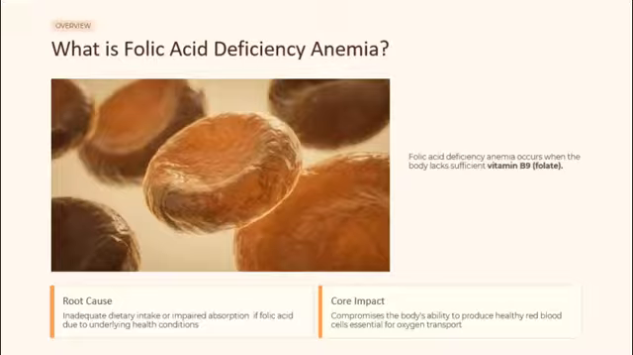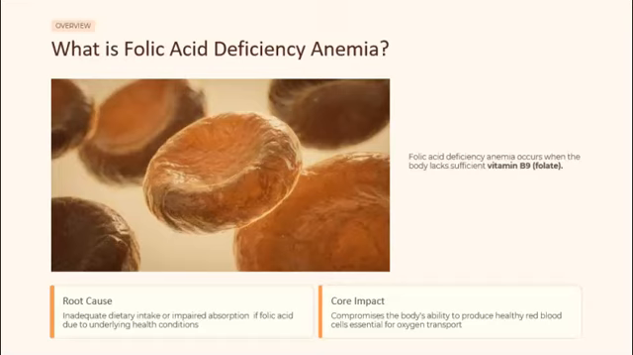And folic acid deficiency anemia occurs when the body lacks sufficient vitamin B9 or folate. Inadequate dietary intake or impaired absorption of folic acid due to underlying health conditions is the root cause. And the problem is it compromises the body's ability to produce healthy red blood cells, essential for oxygen transport.